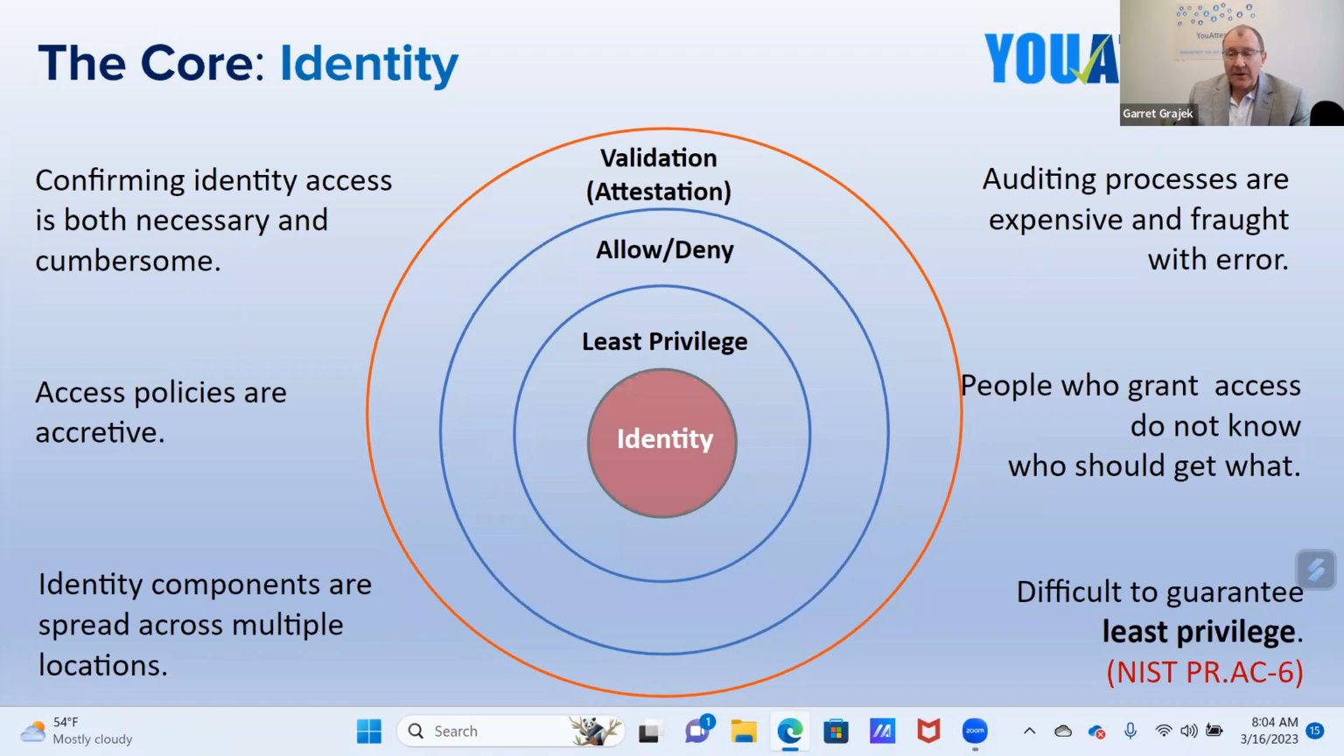Last on this slide, the most important concept in identity privilege is known as the principle of least privilege. That's NIST PR.AC-6. That's exactly what all of these regulations are telling you you have to enforce. Next.